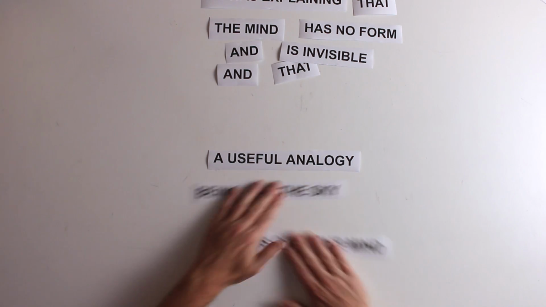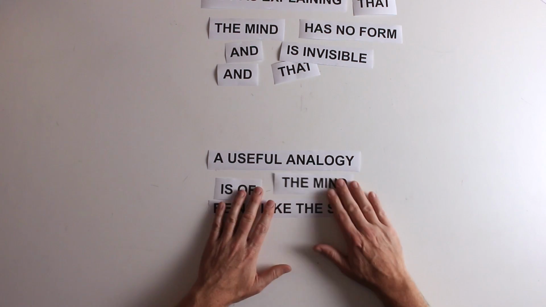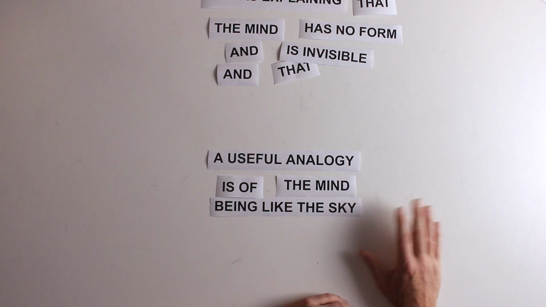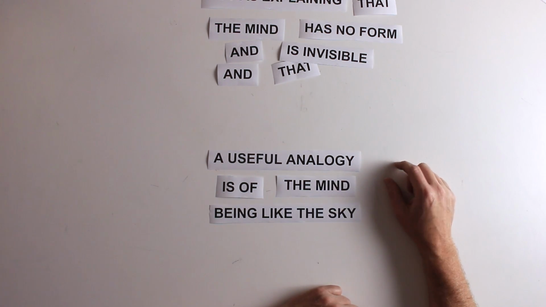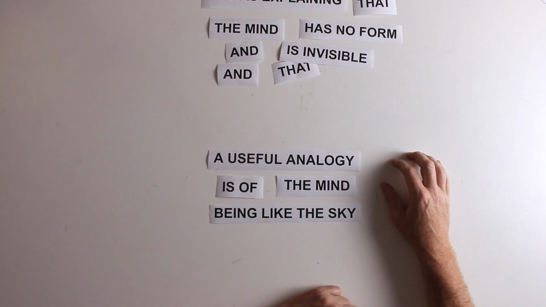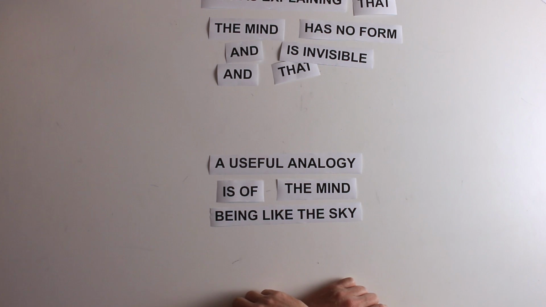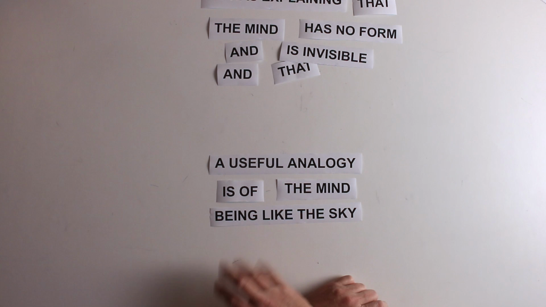A useful analogy is of the mind being like the sky. Now, do you notice anything kind of weird or strange about this sentence? Just have a look and have a think if there's anything kind of unusual about any part of this.